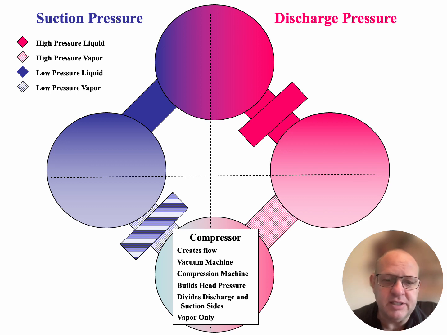The compressor does divide the system, divides discharge and suction side, and it is a vapor only pump. One of the jobs of the evaporator is to take the liquid refrigerant that's coming into it, absorb the heat from the air, and then to vaporize the liquid refrigerant before it gets back to the compressor. Now, there are a couple of different items that help protect the compressor if any liquid refrigerant was to come back to it. But it is a vapor only pump, and if any liquid refrigerant was to end up inside of the compressor, we could end up with damage, especially on the reed valves.